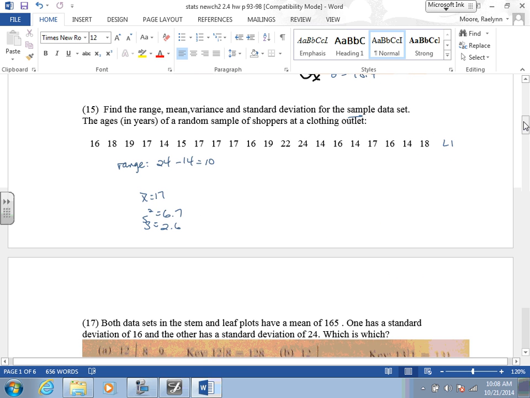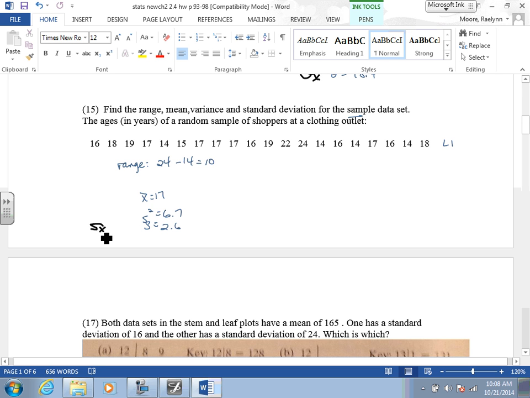Find a range, and see, now they told us this was a sample for shoppers at a clothing outlet, and you can imagine that it would be a sample because wouldn't there be many more? Okay, you're looking for ages, and put it in your calcs. Again, x-bar is your mean, and your sample standard deviation in your calculator is your Sx. Sample x, remember, sample for x.